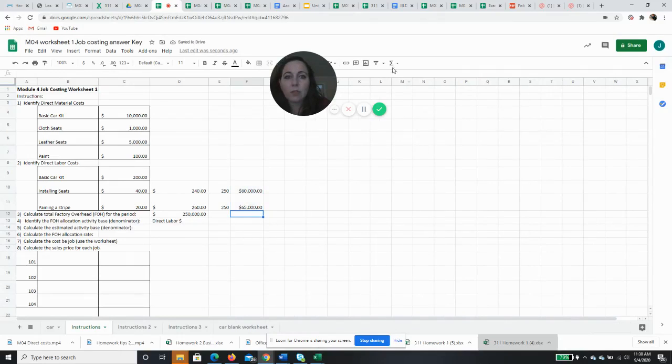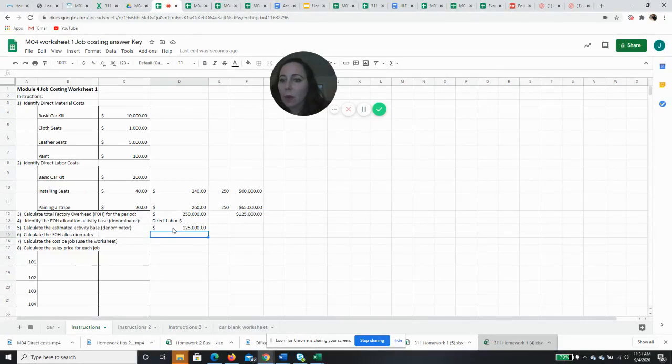And if I add those two up, if I estimate that I'm going to make 250 cars with a racing stripe and 250 without, then my estimated direct labor dollars for the year is $125,000. Okay, so my estimated activity base then is $125,000. I expect that's what I'm going to spend on direct labor. Maybe I'll spend more, maybe I'll spend less, and we'll deal with that at the end of the period. But for now, that's my guess.